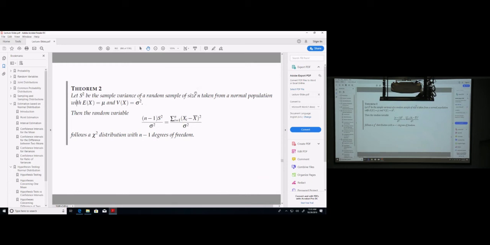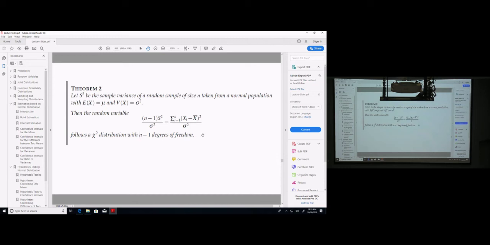Okay, this is the important conclusion. This is the quantity that we are looking at. And this quantity has a chi-squared distribution. But now it has 1 degree of freedom less than its original sample size, n minus 1.